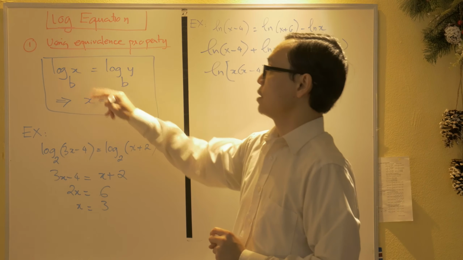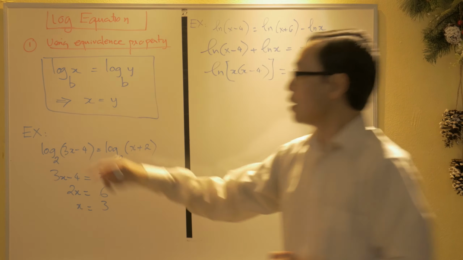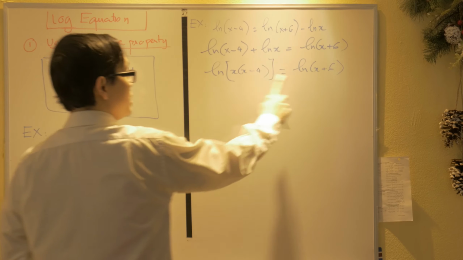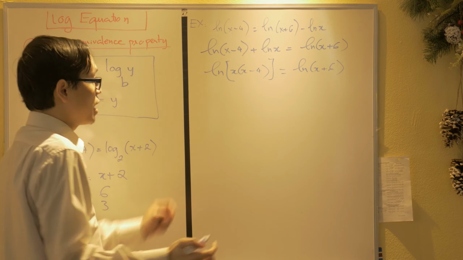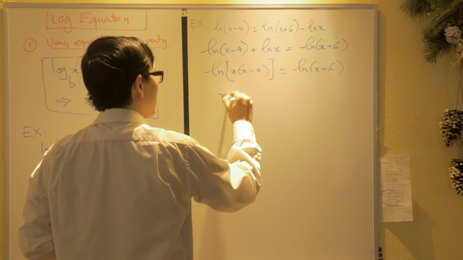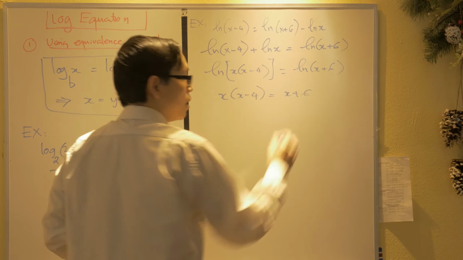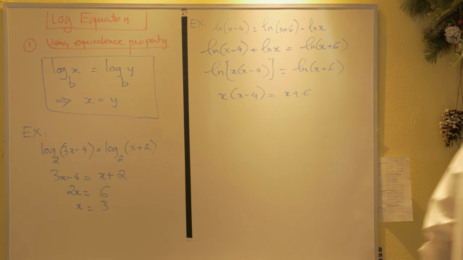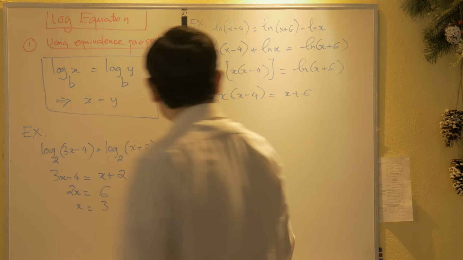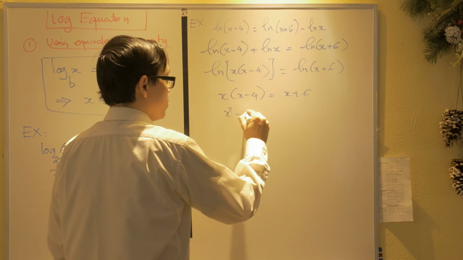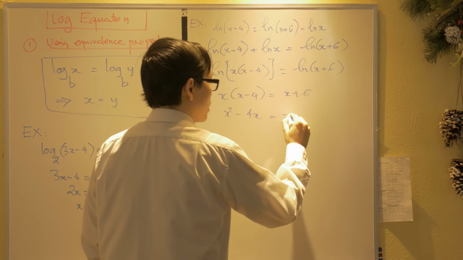Now I can apply the equivalence property, because the bases are the same. The base over here is the same, so I can set the arguments equal to each other. Now it becomes a very simple equation. We have x squared minus 4x equals x plus 6.